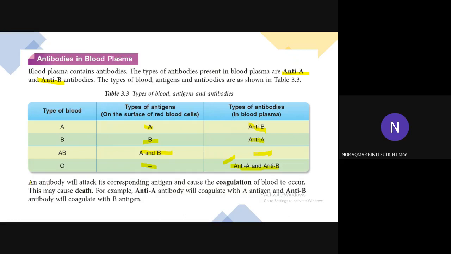If the antibody attacks its corresponding antigen, it will cause coagulation of blood to occur, meaning mixing of blood with a different type, they are not compatible with each other. So it will cause death. Okay.